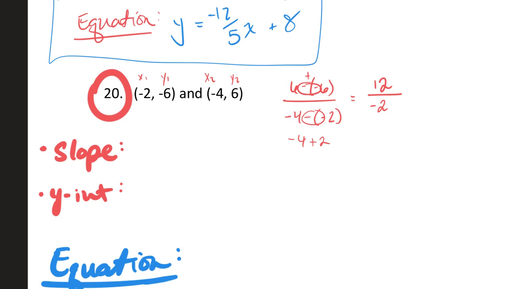12 divided by negative 2 is going to be negative 6. So our slope is negative 6, or if you want to think of it as negative 6 over 1, you could. But we're going to use negative 6. Now, how do we find the y-intercept?